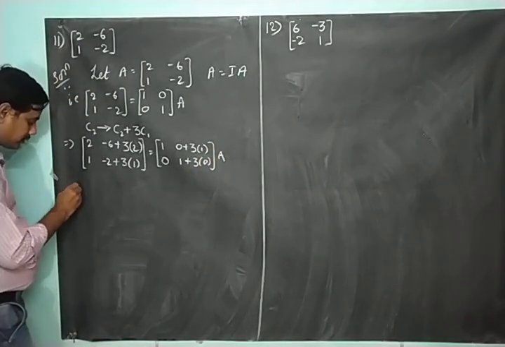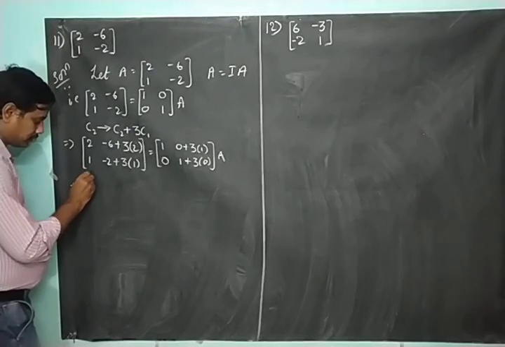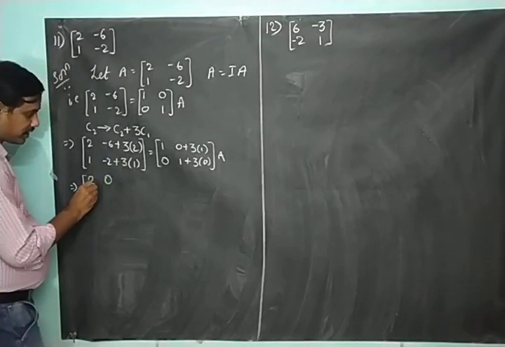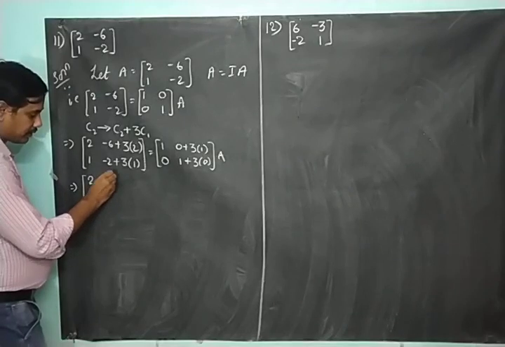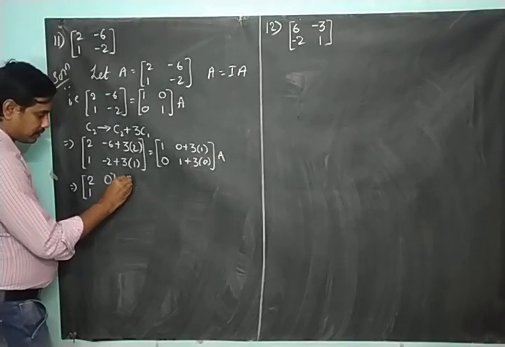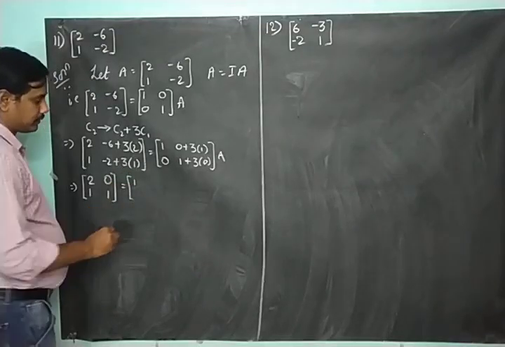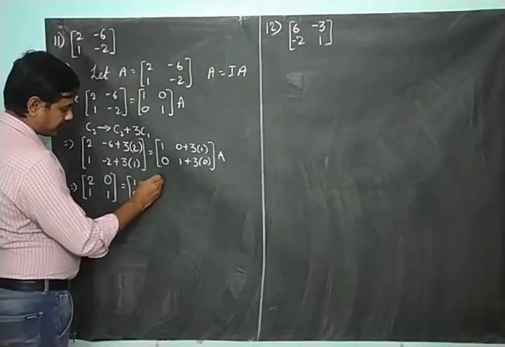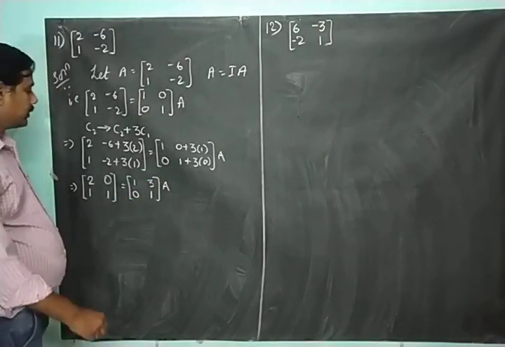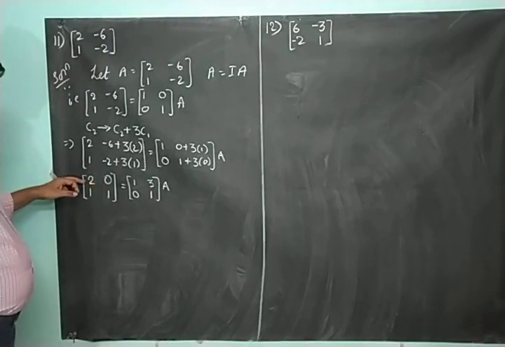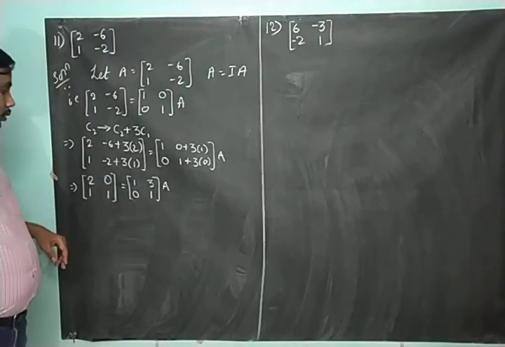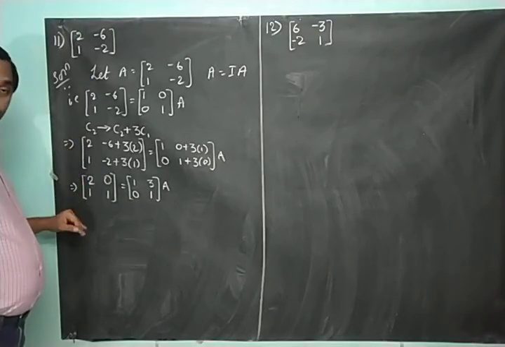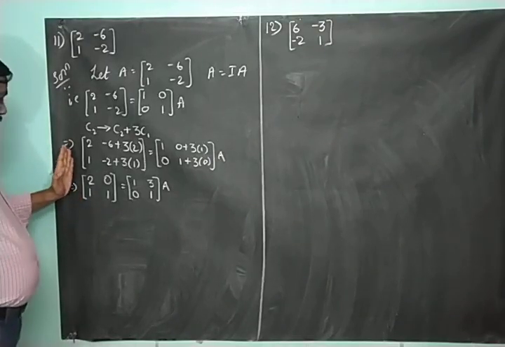So now this is 2, minus 6 plus 6 is 0, 1 here, minus 2 plus 3 is 1, this will be 3, this will be 0, this will be 1 and A. So now we got 0 here. Now we can make this as 1 by dividing; if we divide the row it will become 1, but as we have opted for column transformation, we cannot apply row transformation at this stage. So we need to apply the column transformation.